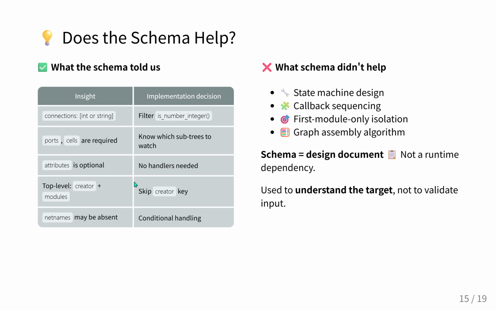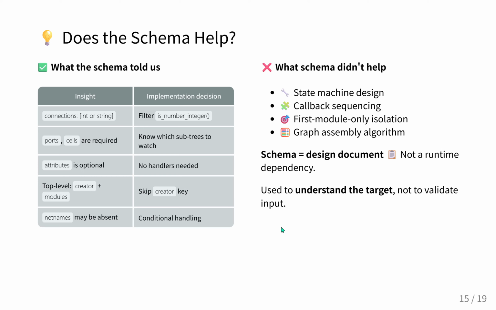If we connect this to the bigger picture, the schema did absolutely zero to help design the mechanics of the actual SAX state machine. It didn't help with the callback sequencing, it didn't provide any logic for isolating the first module, and it certainly didn't help write the complex mathematical graph assembly algorithm in phase 2. Because a schema is just a specification. It's a design document. It tells you what you are aiming at and what the final product should theoretically look like, but it doesn't tell you how to build the engine to get there.